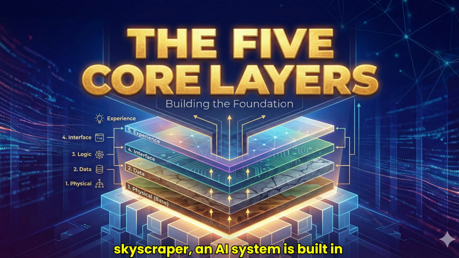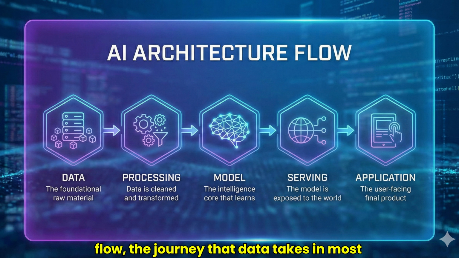Just like building a skyscraper, an AI system is built in layers. Each one has a very specific job, and we're going to build the thing from the ground up. So this is the fundamental flow, the journey that data takes in most AI systems. It all starts with raw data, which then gets processed into something useful. That feeds the model, where the intelligence is created. That intelligence is then served up to an application that you, the user, can interact with. Let's break each one down.